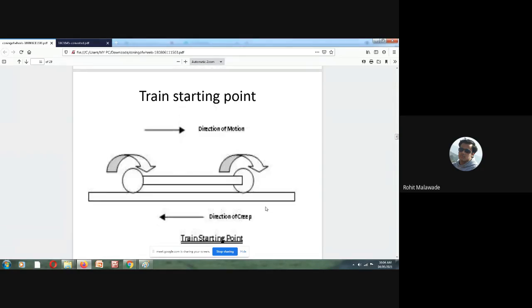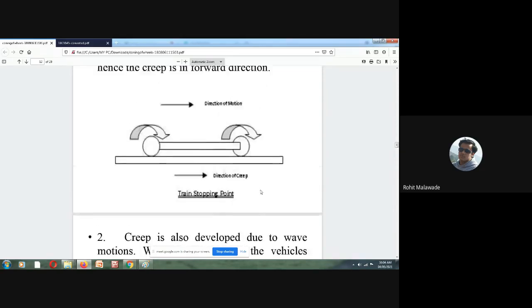But when you are going to start, your wheels will be moving in a clockwise direction, in a forward direction. But the direction of the creep will be in a backward direction. There is friction between these two, so your rails will try to move in a backward direction. So this is at the starting point, and this is at the stopping point.